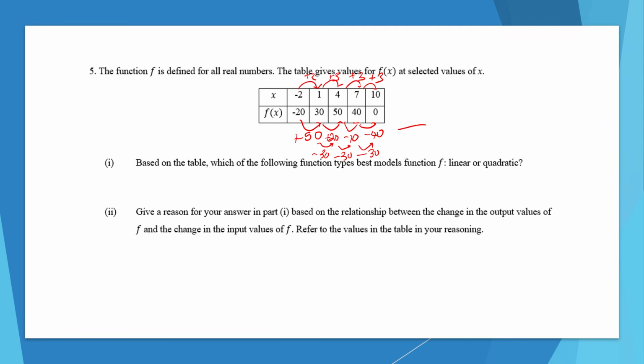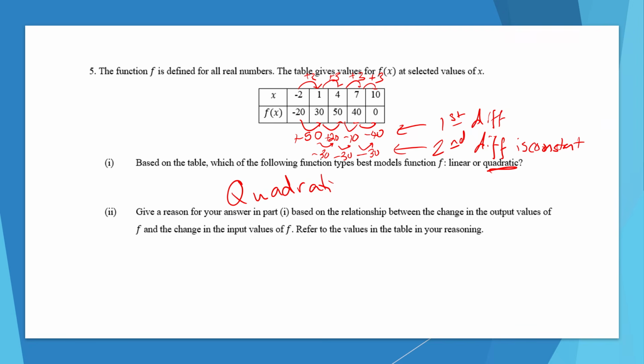Here we see that this is the first difference, and then this right here is the second difference. We see the first difference is not constant, but the second difference is constant. The second difference is constant at -30. When the second difference is constant, that means it is always going to be a quadratic function. So for part 1, all we literally have to write is just the word quadratic, right? Answer the question. Part 2 is where we give our reasoning and explanation.